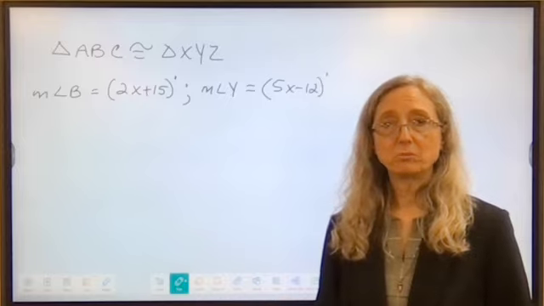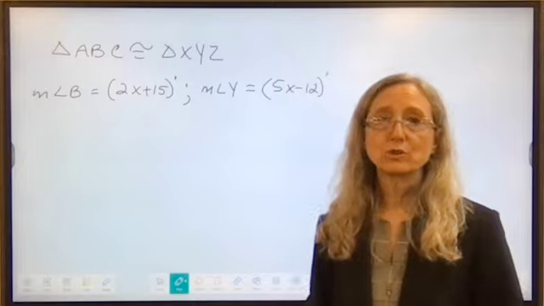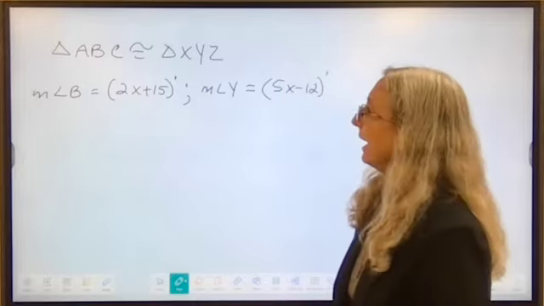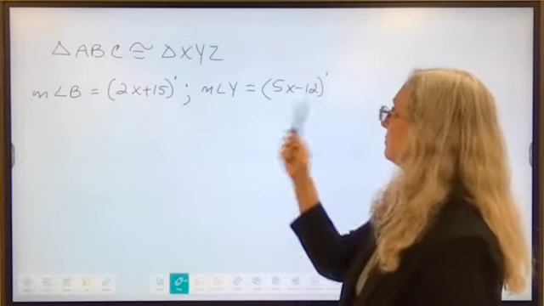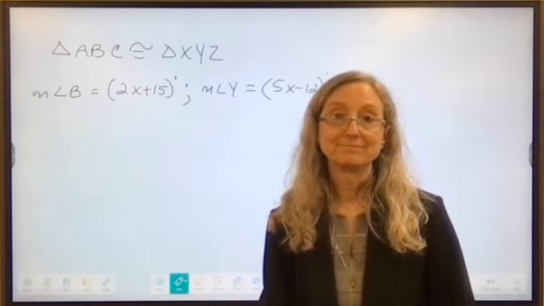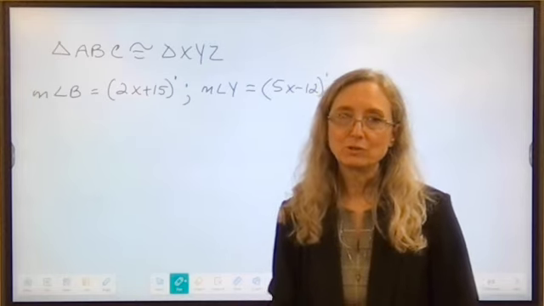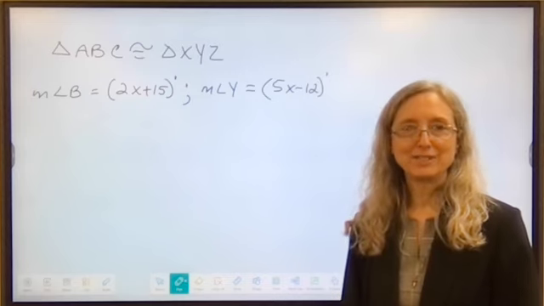Here's a different kind of problem. I am told these two triangles, triangle ABC, is congruent to triangle XYZ, and if the measure of angle B is 2x plus 15, and the measure of angle Y is 5x minus 12, can I solve for x? So see if you can figure out how to do that. Pause the video, solve for x, and see how you did.